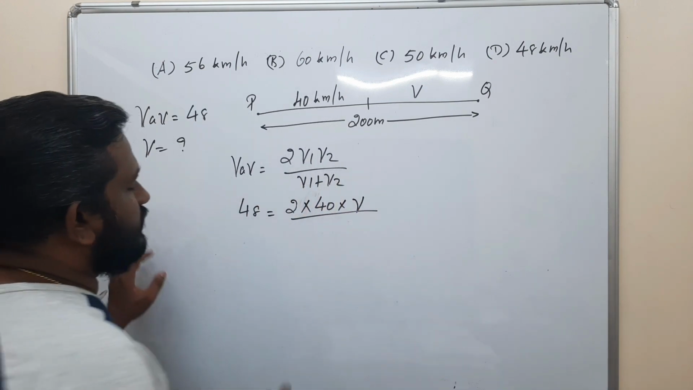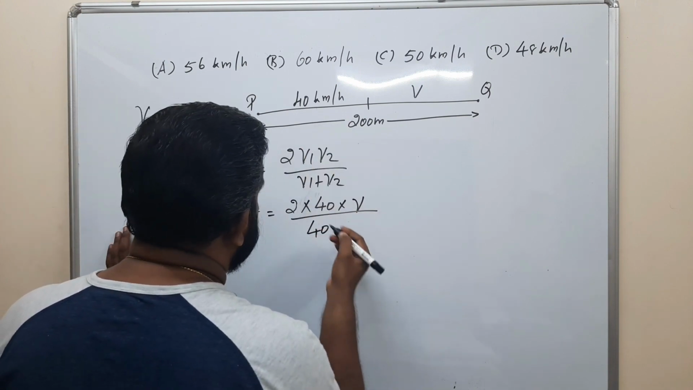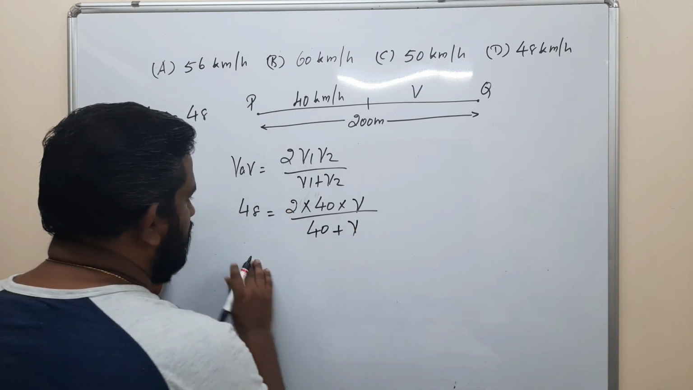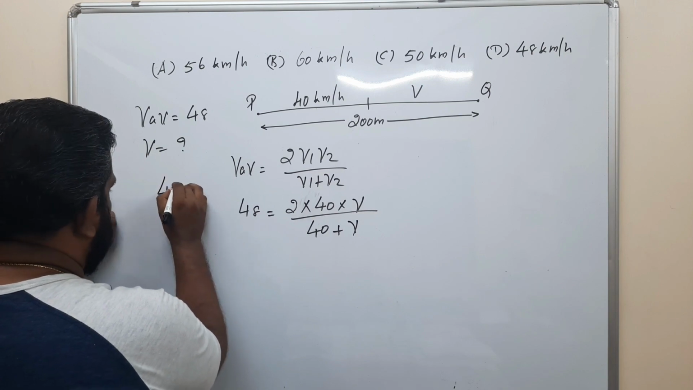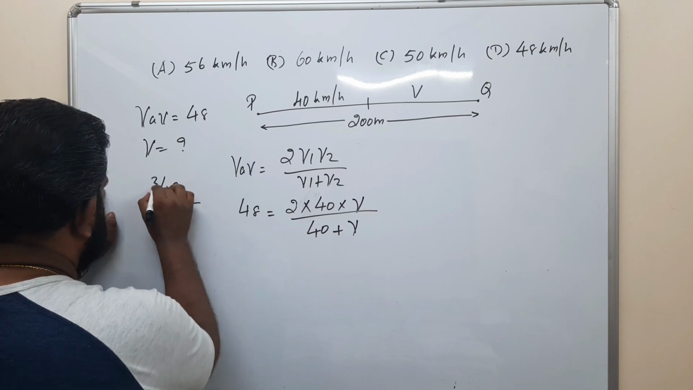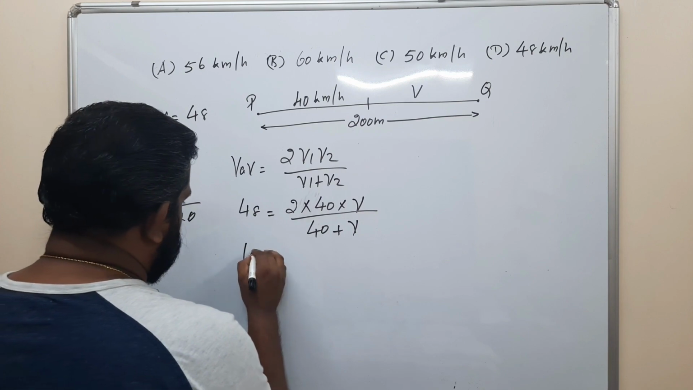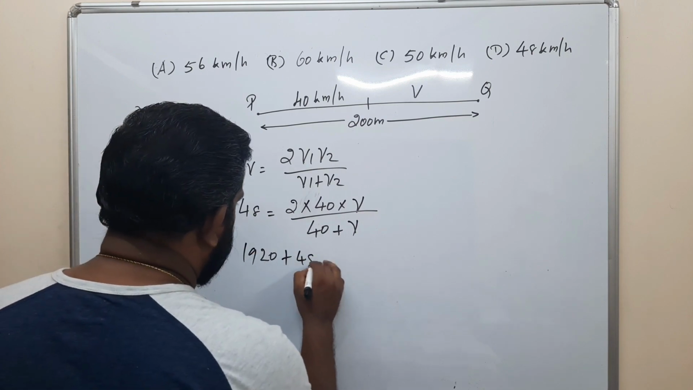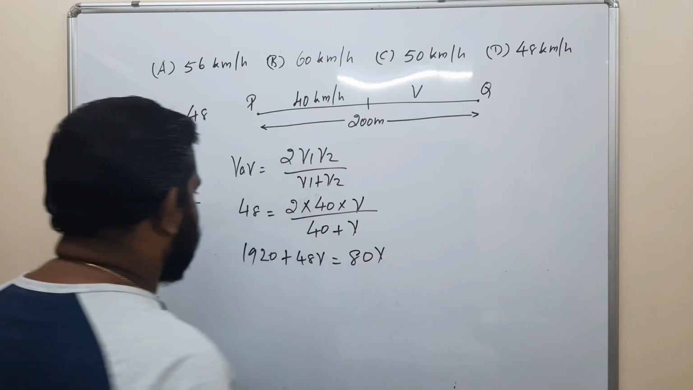So 48 is equal to 2 into 40 into v, divided by v1, which is 40 plus v. So cross multiply. So 48 into 40 is 1920, plus 48v is equal to 80v.